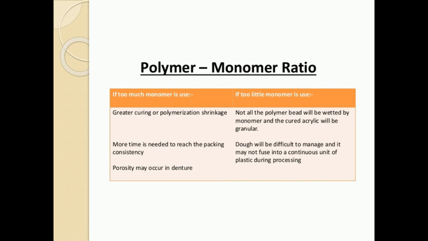Coming on to the polymer monomer ratio, very important, if too much monomer is used, or if too little monomer is used. If too much monomer is used, greater curing or polymerization shrinkage. If too little monomer is used, not all polymer beads will be wetted by the monomer and the cured acrylic will be granular. In this, more time is needed to reach the packing consistency, and if the monomer is too little, dough will be difficult to manage and it may not fuse into a continuous unit of the plastic during processing. Porosity may occur in denture.